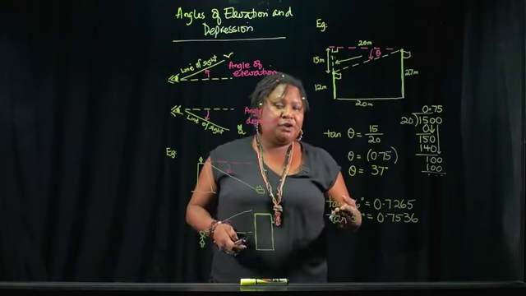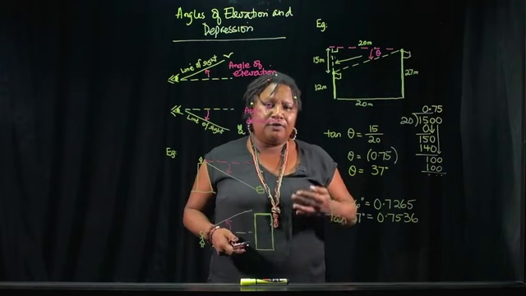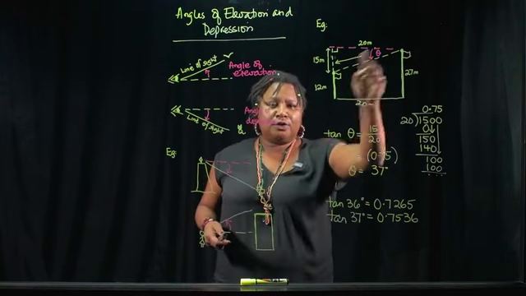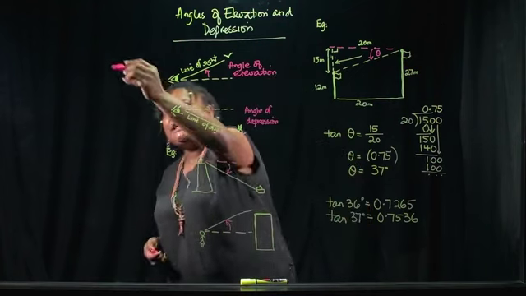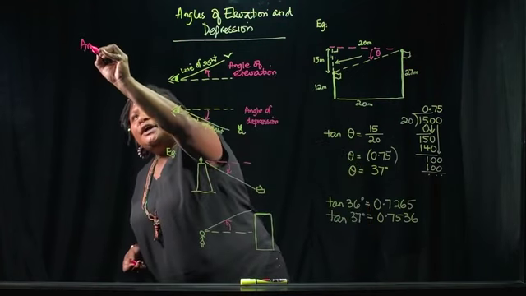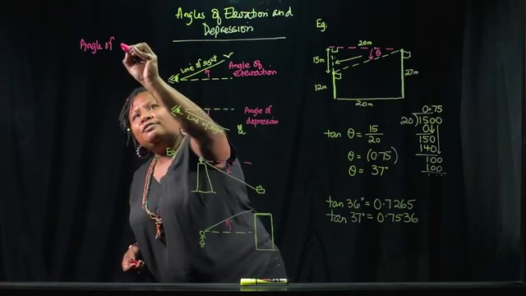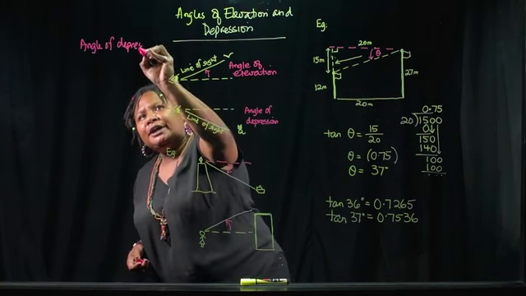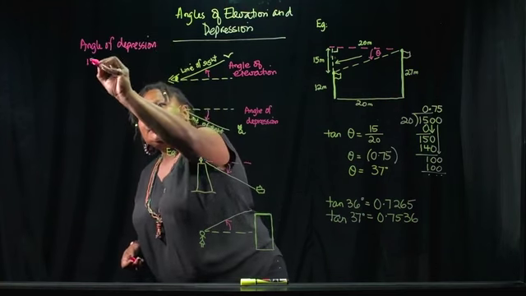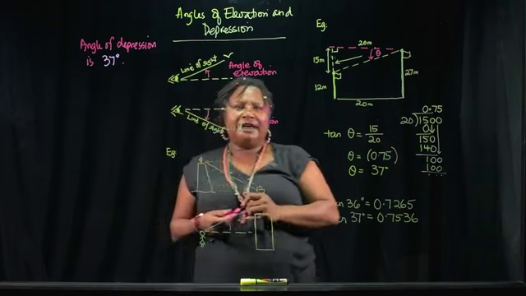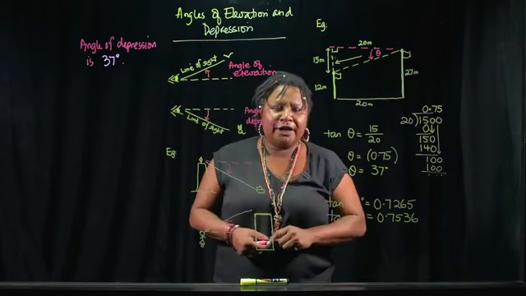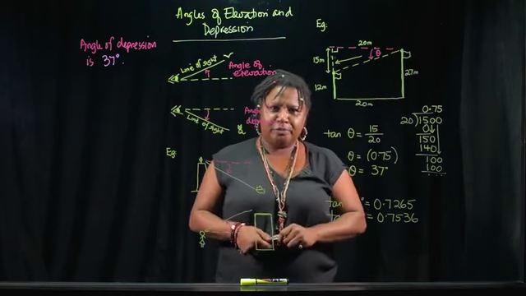The question was, what is the angle of depression from the taller pole to the shorter one? So our answer is: the angle of depression is 37 degrees, from the taller flagpole to the shorter flagpole.